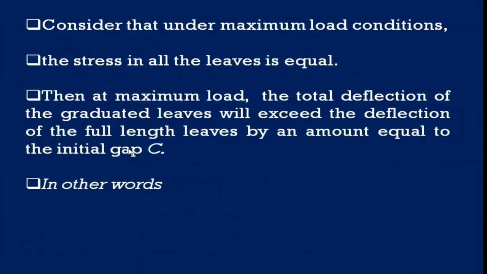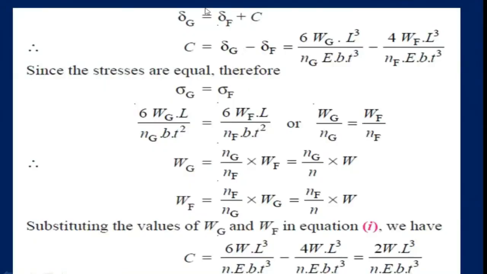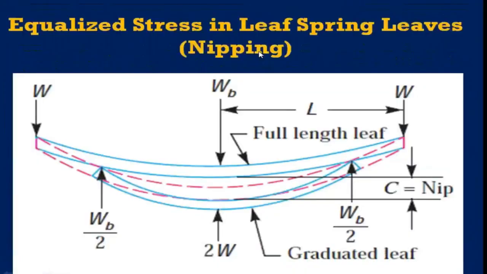when the load is applied, both the leaves are deflected. But the amount of deflection in graduated leaves will be higher compared to the amount of deflection in the full length leaves. Because when you measure the distance of the bottommost point of the full length leaf or graduated leaf from the line of ends, the full length leaves will have a small gap and the graduated leaves will have a higher gap, and these gaps will be considered the deflections. So, you can mathematically express it: deflection in graduated leaf is equal to deflection in full length leaf plus C. By looking at the figure, you can understand this statement.